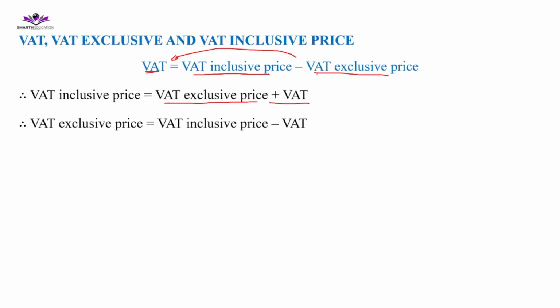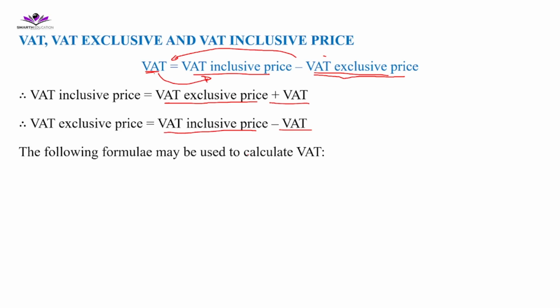If we transpose this VAT exclusive price to the left, it becomes positive, and then we transpose VAT to the right, then it becomes negative. So VAT exclusive price becomes VAT inclusive price minus VAT. You can write your short notes here before we look at examples.